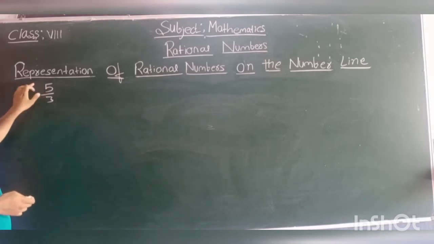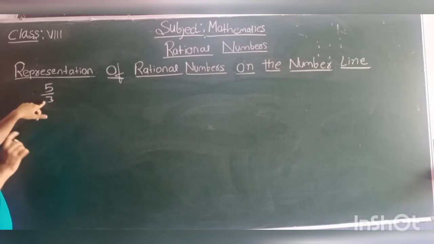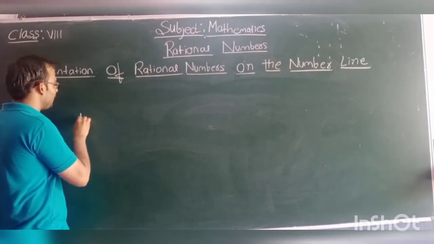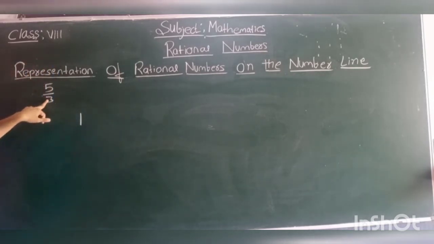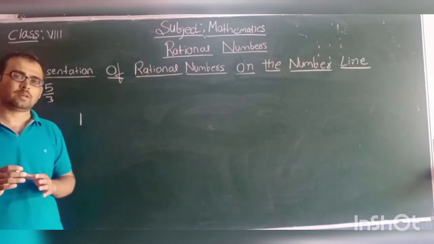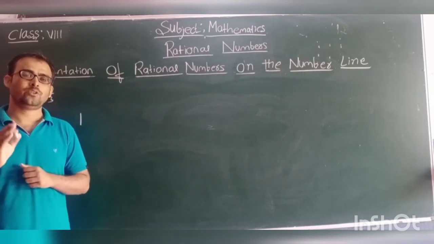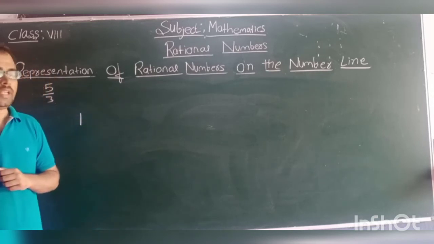Look here. The denominator is lesser than the numerator, so it is an improper fraction. 5 by 3 is there. How can you represent it on this number line? Look at the denominator. As the denominator is 3, you need to divide each unit of the number line into 3 equal parts.